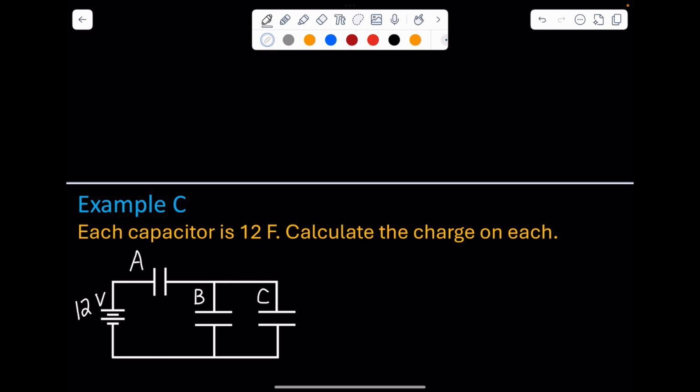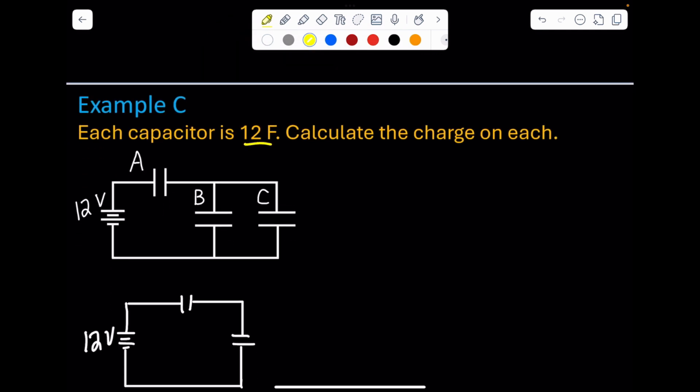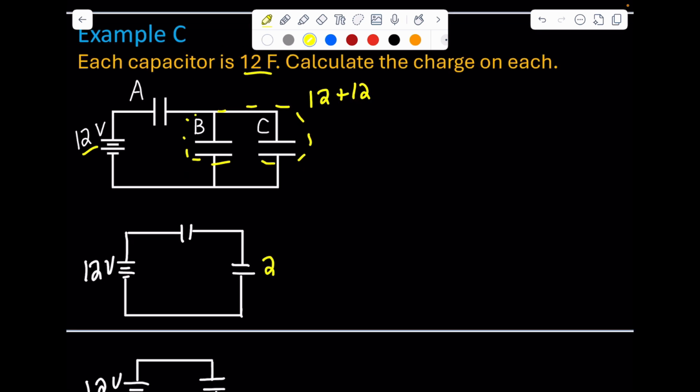The last question here, example C, gives a capacitor combination. B and C are in parallel with each other, and that combination is in series with capacitor A. All the capacitors have a capacitance of 12 farads, and they're connected to a 12-volt battery. So I want to combine all the capacitors together to get a total equivalent capacitance. I'll start by combining B and C in parallel. In parallel, the capacitances add, so they have a total capacitance of 24 farads.